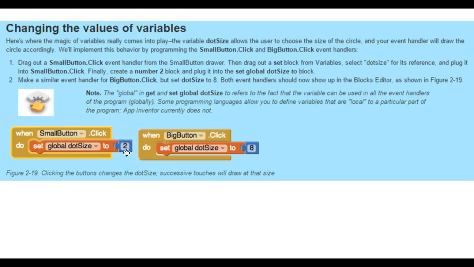Again, if you wanted to make it increment and decrement, you would do the math here and have it increase the global value by 1. And put that math in so it changes the size by 1, or decreases it by 1. So that way they can dynamically change the button size, dot size, rather than just being set to a particular size for the whole thing.